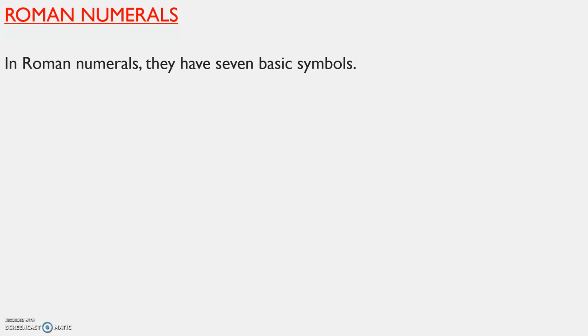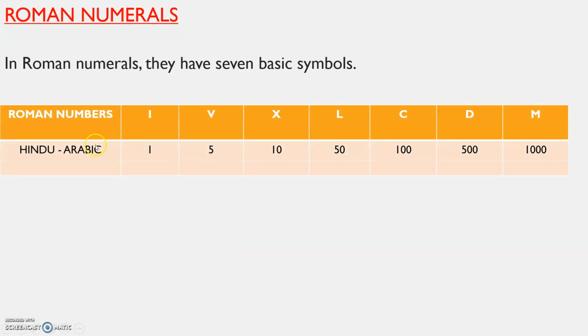Roman numerals. In Roman numerals, they had 7 basic symbols. Now let's see what the 7 basic symbols are. In Roman numerals, the symbols are I, V, X, L, C, D, and M. So what are these symbols used for? In Hindu Arabic, I is used for 1, V is used for 5, X is used for 10, L is used for 50, C is used for 100, D is used for 500, and M is used for 1000.